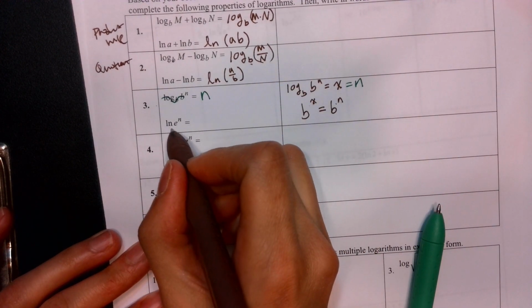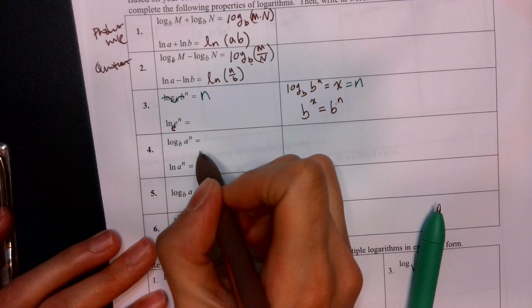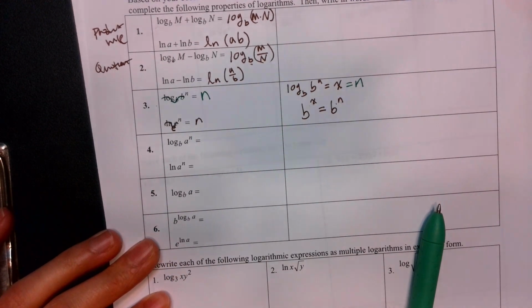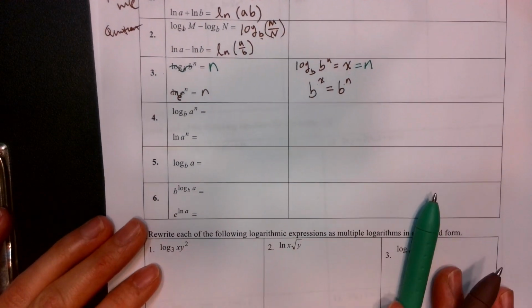Same thing over here, natural log. I know the base is e, although you don't see it. The base is going to be e, so it's going to be n. Don't cross it out, because you still need to be able to see it.